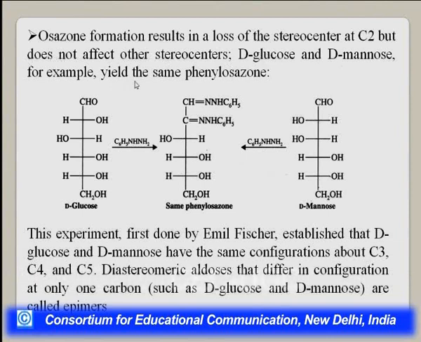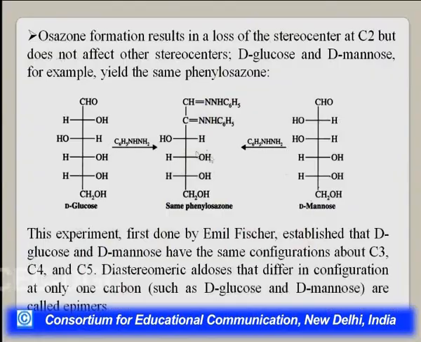D-glucose and D-mannose, for example, yield the same phenylosazone. If you do the same reaction with glucose and mannose with phenylhydrazine, you will get the same kind of phenylosazone. This is explained by Emil Fischer, and he established that D-glucose and D-mannose have the same configuration about carbon numbers 3, 4 and 5. This is how he established the structure of D-glucose and D-mannose.